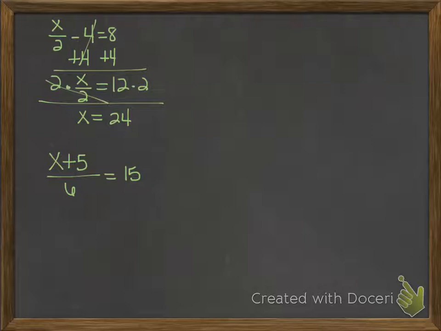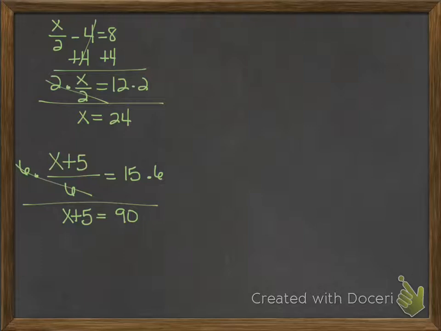And then here's our fraction example that I have. X plus 5 over 6 equals 15. So we're going to go out of order. We're going to eliminate that fraction first, and we can do that by multiplying both sides by that denominator, which is 6. So when I multiply both sides by 6, on the left-hand side my 6's cancel, and then I'm just left with that numerator, x plus 5 equals, and then 15 times 6 is 90.